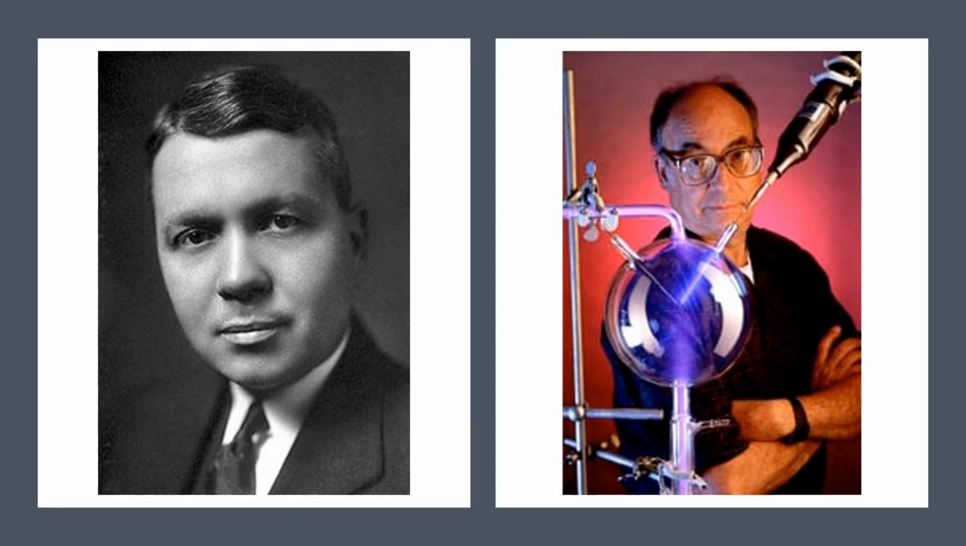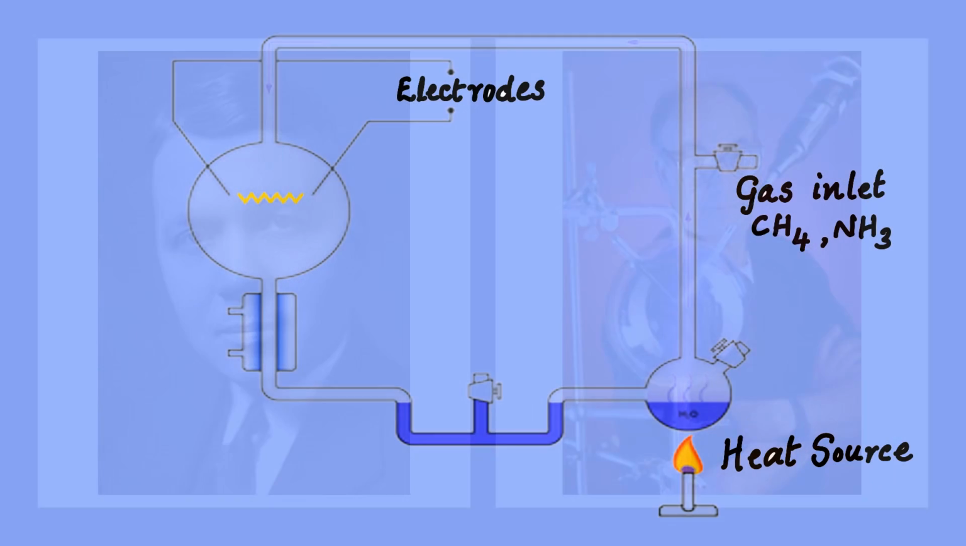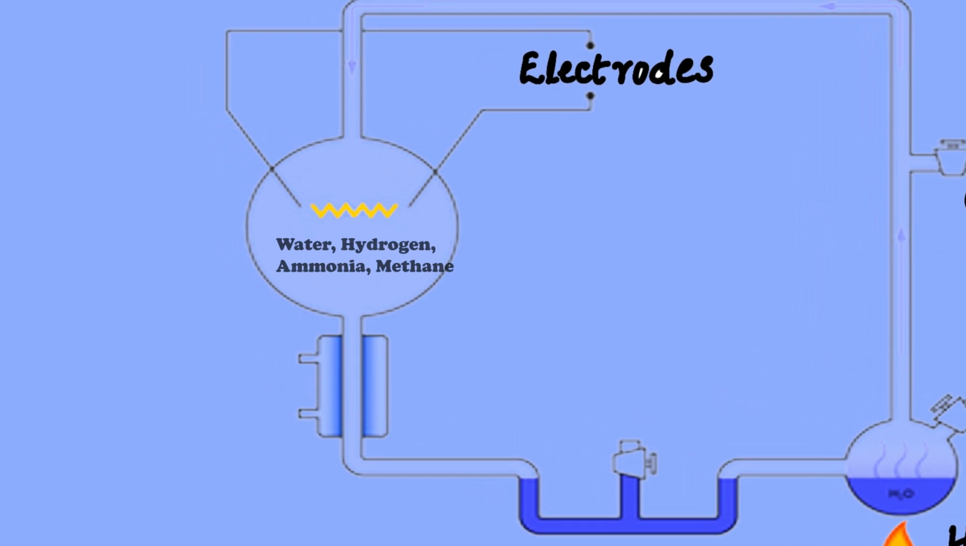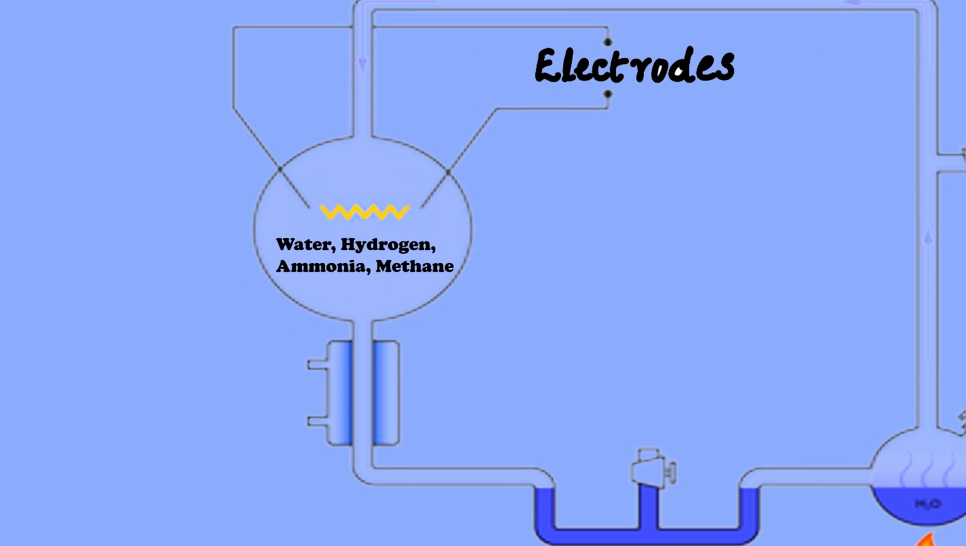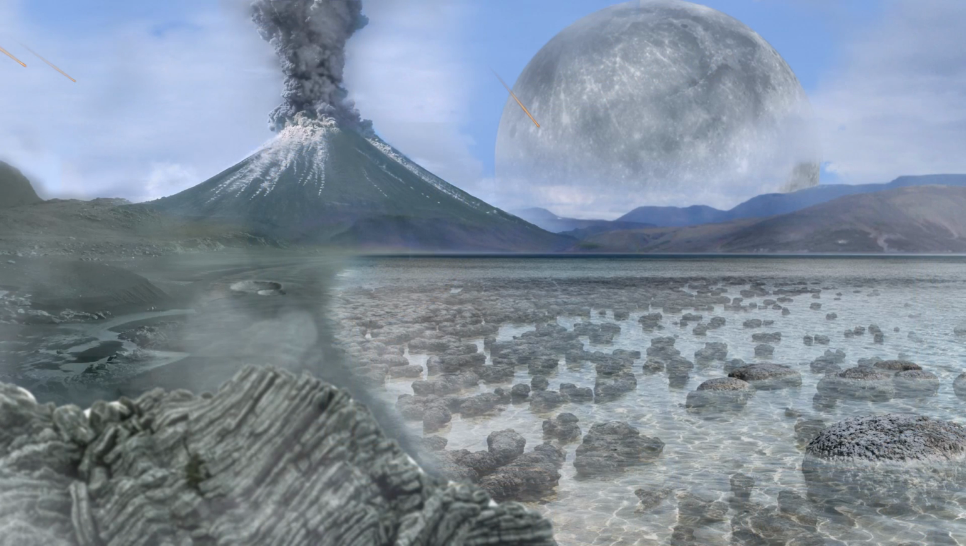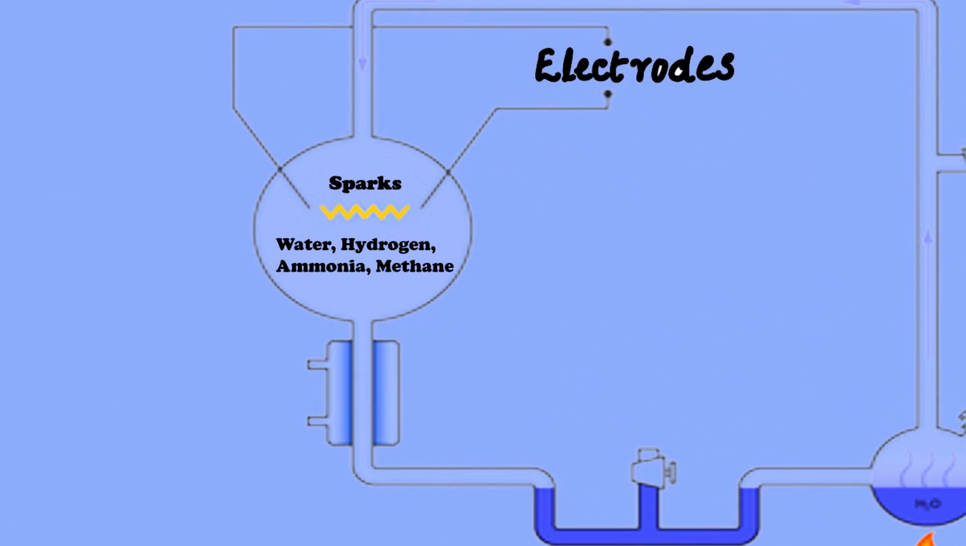In the 1950s, Stanley Miller and Harold Urey conducted an experiment. They mixed boiling water, hydrogen gas, ammonia, and methane, which were assumed to be present in the early Earth. They also applied repeated electric shocks to recreate the lightning strikes that would have occurred on the early Earth.